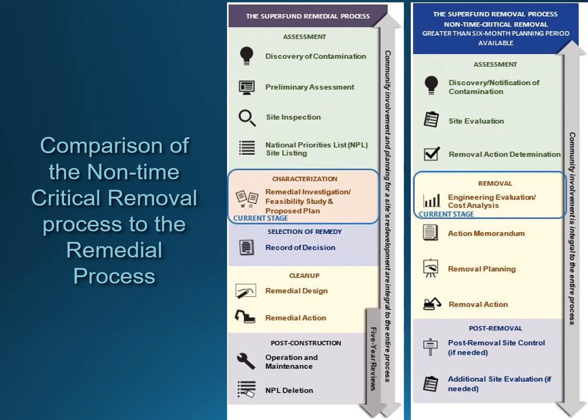The non-time critical process is like the remedial process, but typically there is already enough data to use as a basis for determining if a removal action is warranted. Once the removal action determination has been made, the engineering evaluation and cost analysis, also known as an ECA, can be compiled using the data to evaluate potential actions. As you can see here, both processes have an assessment stage, but the remedial process includes an additional sampling component for the site to be evaluated for NPL listing.